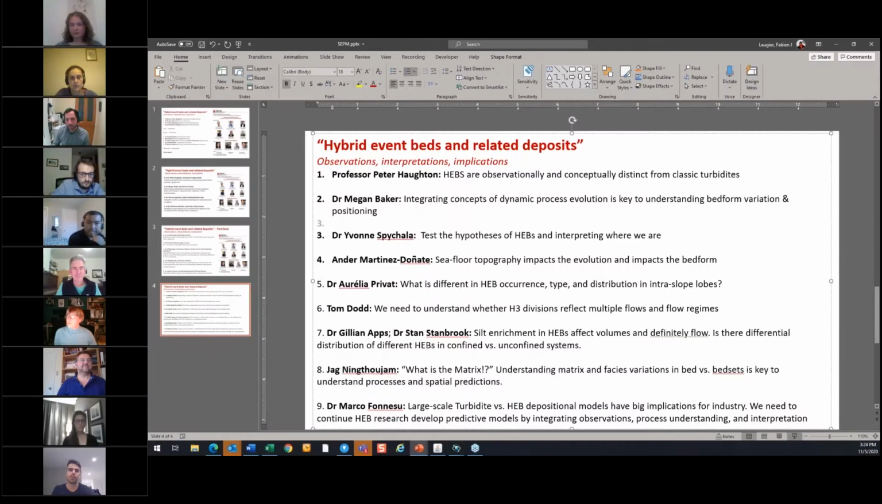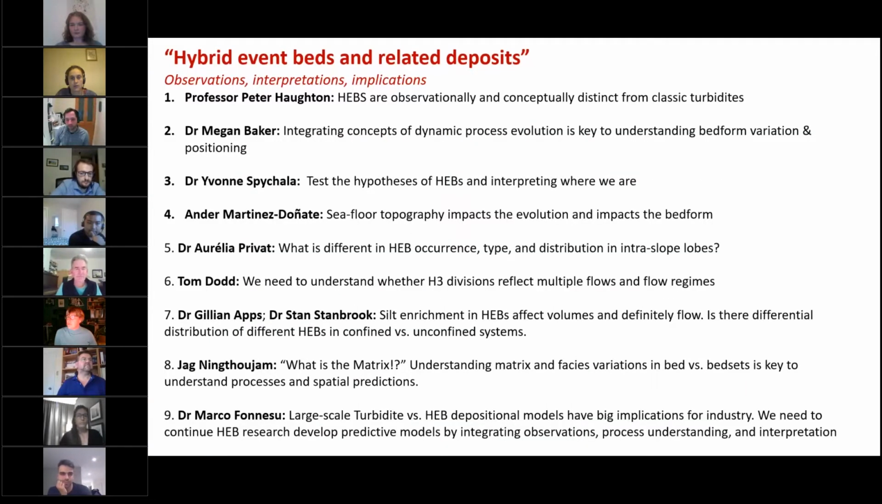I just wanted to give a one sentence summary of each talk, not bringing down everything that everybody said to one sentence, but I think they're helpful summaries to remind people of everything that we've seen so far. All right, so Peter started speaking and was discussing how HEBs are observationally and conceptually distinct from classic turbidites, and there's a lot of work that we can do on that.